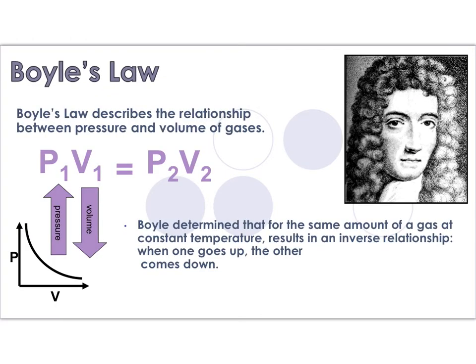If you remember from when we introduced gas laws, Boyle's law describes the relationship between the pressure and volume of a gas. You notice that there is an inverse relationship. As pressure goes up, volume goes down. The formula for Boyle's law is P1V1 equals P2V2. We're going to use the formula to answer some gas law problems relating to Boyle's law.